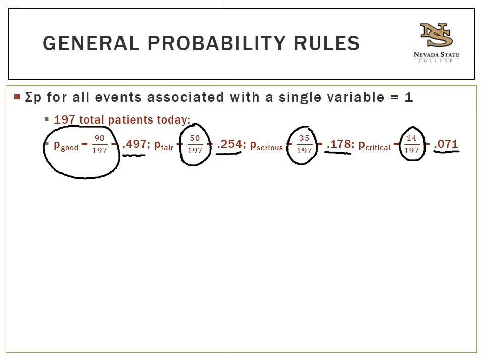Based on this, we know that if we turn it into percentages, 49.7% of patients today arrived in good condition. And if we think that this day represents the future, we would say that on any given day, we could expect about 49.7% of patients to be in good condition.